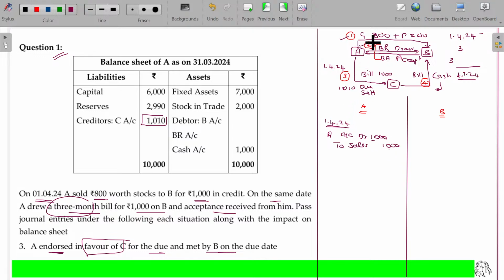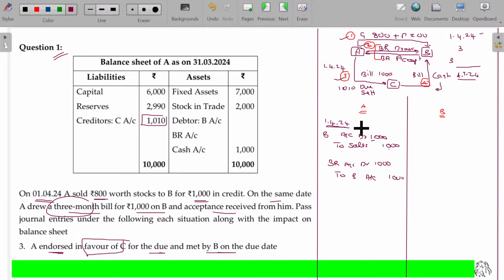Next, second entry. On the same date, the bill is sent and acceptance received. So the entry being BR account debit to B account. Value being 1000. These two are B account only. Yes, 1000. On the same date, the bill got endorsed.